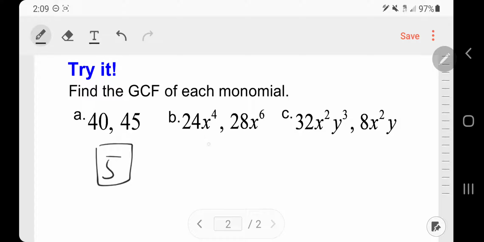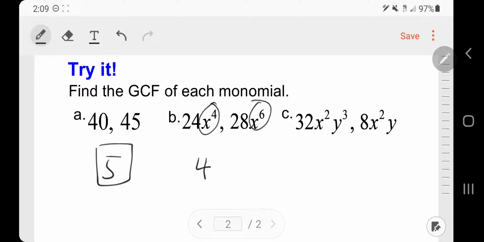All right, in the next one, again, the coefficients are 24 and 28. Okay, so we're looking for what we can divide both of those numbers by, and it looks like it's going to be 4. If I was to divide 24 by 4, I'd get 6, and 28 by 4, I'd get 7. And neither of those would have any more common factors. So we know the 4 would be the greatest common factor between those.